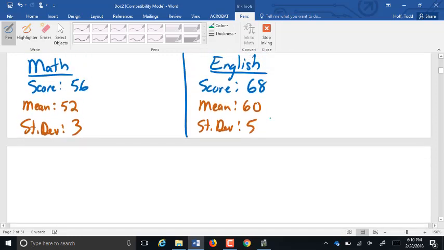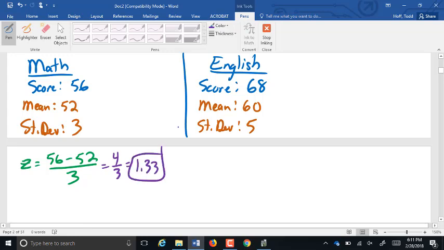For the math test, our z-score is our score of 56 minus the mean of 52 and divided by 3. Well, 56 minus 52 is 4. Divided by 3 is 1.33. That's saying that that score, your math score, is 1.33 standard deviations above the mean for everybody who took that test.